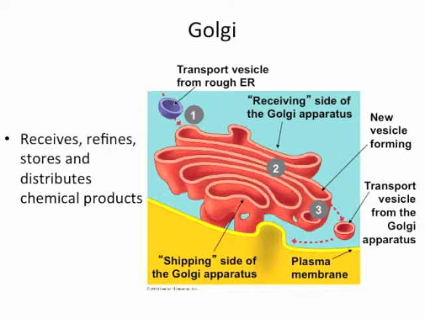So distribution is a big aspect of the Golgi apparatus. It can decide to send vesicles to the cell surface. It can decide to send vesicles to the mitochondria or the chloroplast, which we'll talk about in a minute. It can send those vesicles wherever they might be needed. So that's the Golgi apparatus.